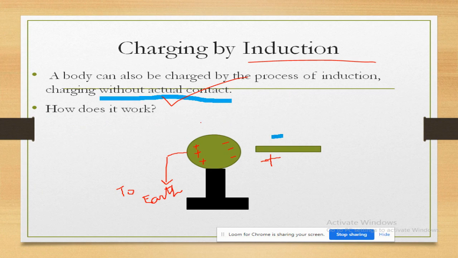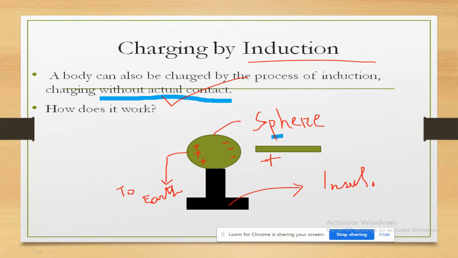Now, how does it work? Suppose this is a sphere. What type of sphere is it? It's a metallic sphere, remember this. The sphere is placed on an insulating stand. Basically the stand is made of an insulator, and the sphere is made of some kind of metal. It's metallic in nature.